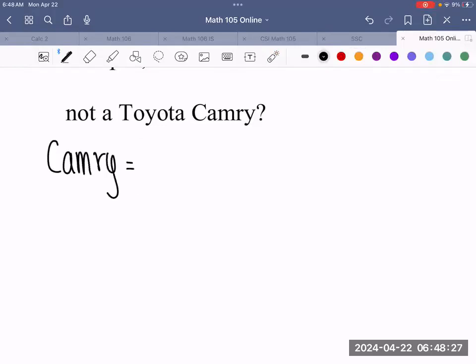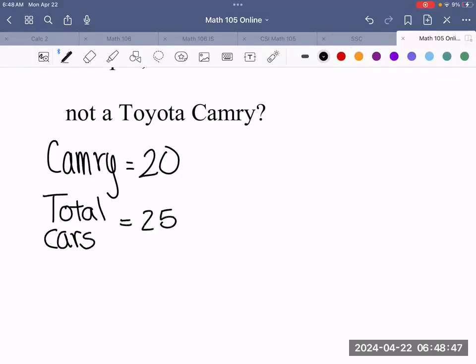How many did we say are Camrys? We said 20, right? And these are not in thousands. These are just 20 Camrys. So we have Camrys, of which 20 were sold. How many total cars do we have? We have 250. So then how many are not Camrys?